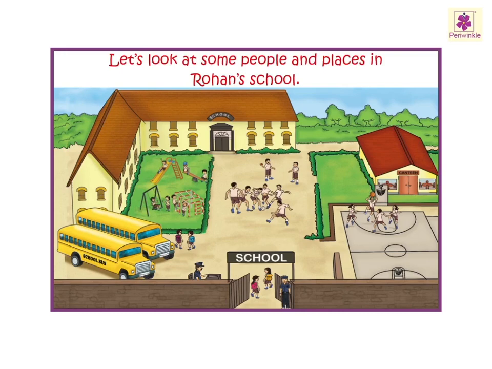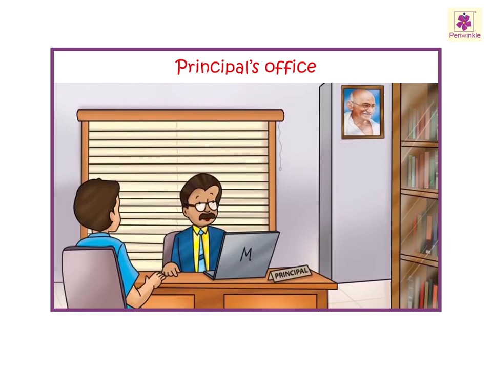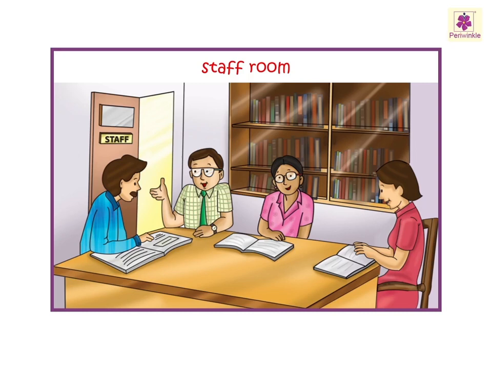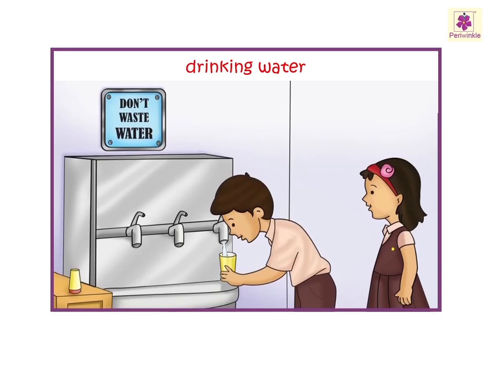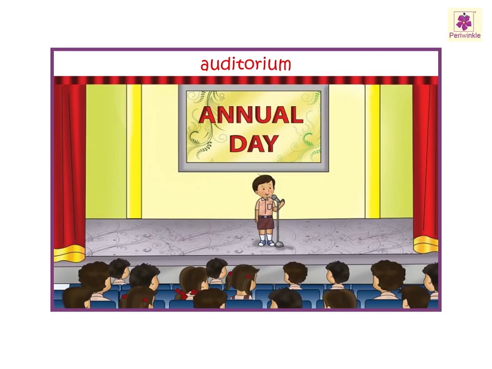School. Let's look at some people and places in Rohan's school. Principal's office, staff room, reception, drinking water, auditorium, library.